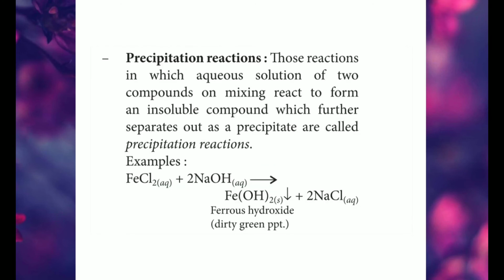The last type that we're going to study is precipitation reactions. So the reactions in which a precipitate comes out are called as precipitation reactions. For example, when ferrous chloride and sodium hydroxide are made to react with each other, they form ferrous hydroxide and NaCl, where ferrous hydroxide is a dirty green colored precipitate.